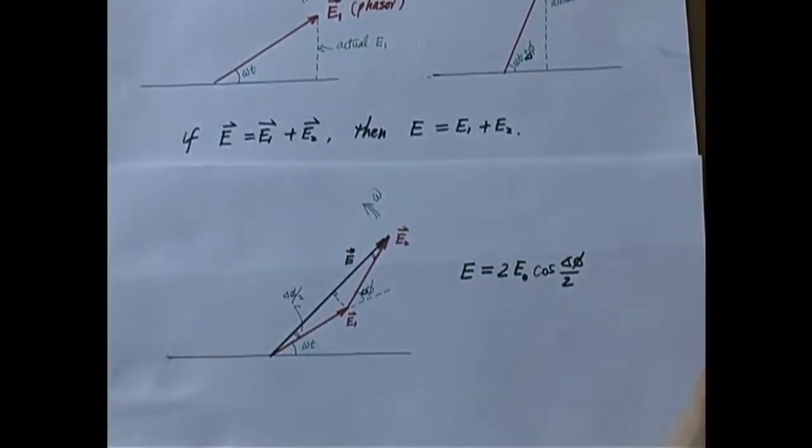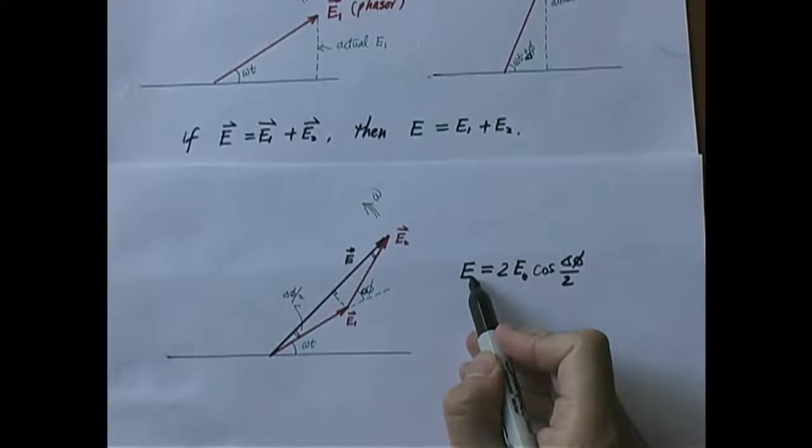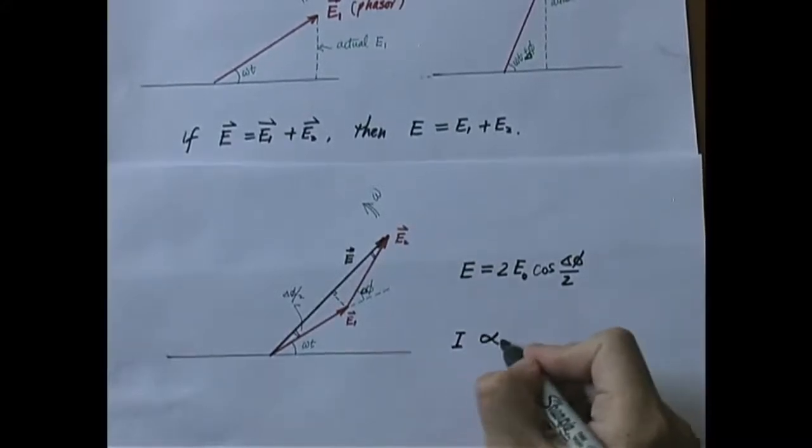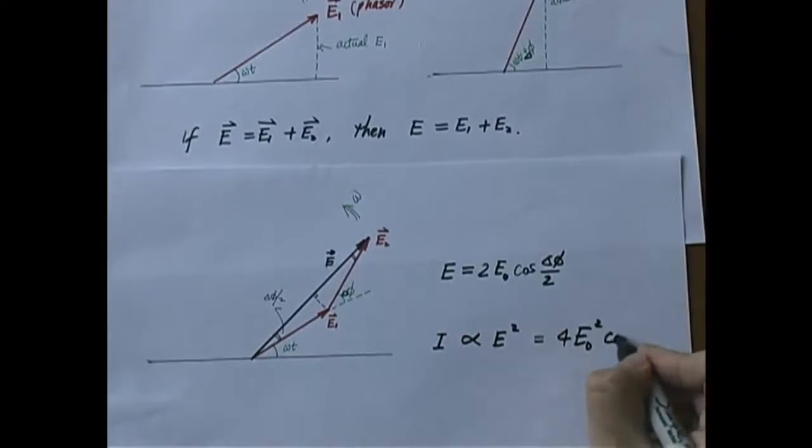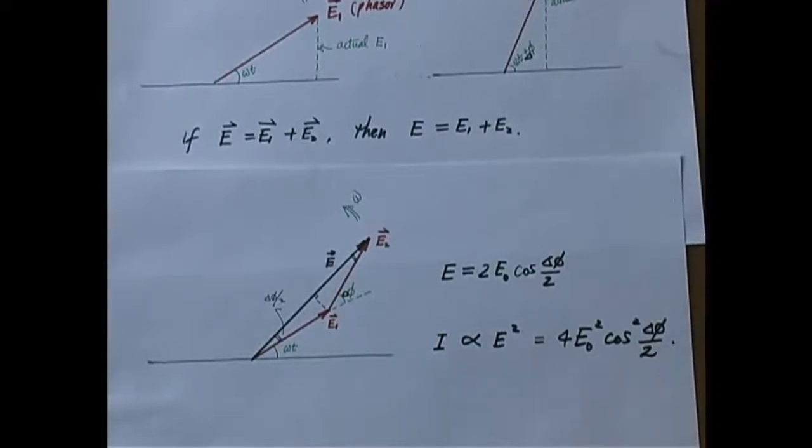And the intensity that you see on screen is directly proportional to E squared. So I is proportional to E squared. Alright, let's square it. So when you square it, what do you get? You get 4 E naught squared, and then cosine squared delta phi over 2. So I is proportional to that. Now forget about the 4 E naught squared. This is just a constant, and it's not the same constant that will give you I. If you want to go from E squared to I, you have to add yet another constant.